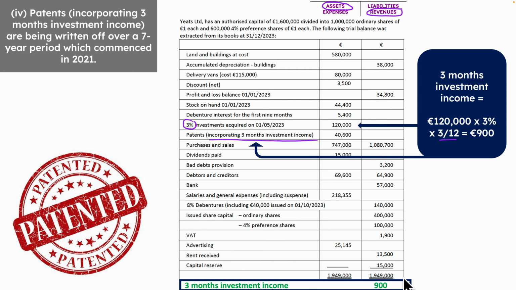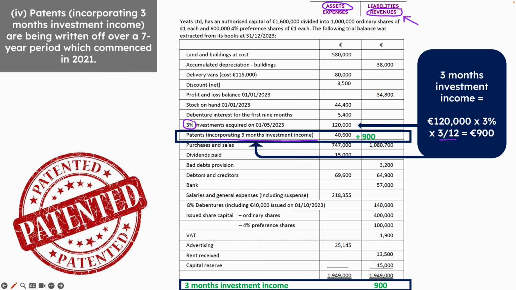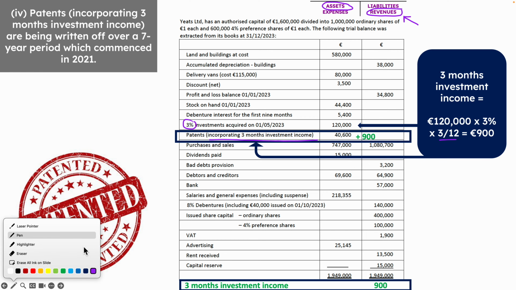Now, as I said, investment income should go into its own account, and it would go on the credit side because it is a revenue, right? But if the bookkeeper put it into the patent account, for us to fix that, we have to keep the trial balance equal here. And if I put 900 on the credit side, I'm going to have to put 900 on the debit side as well. For me to take that out of the patent account, I have to add it. All right. So that is a huge mistake by the bookkeeper.